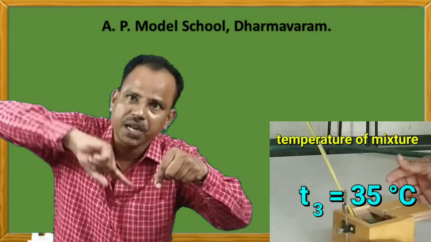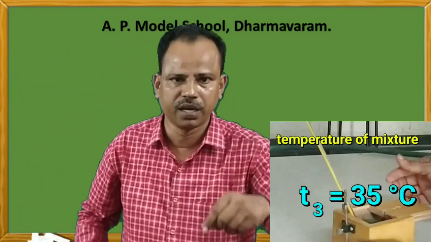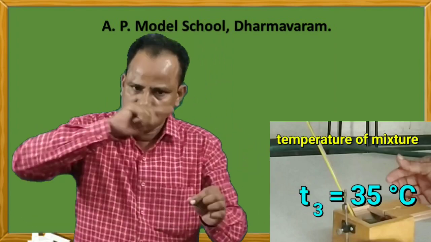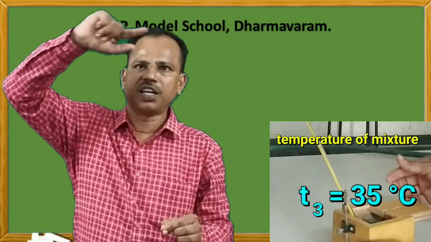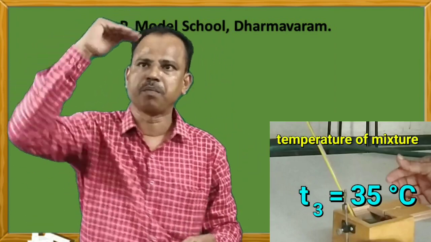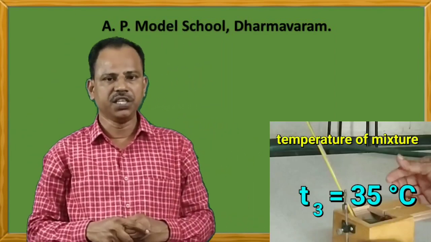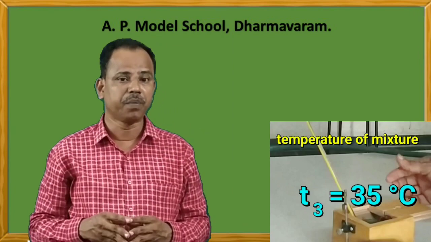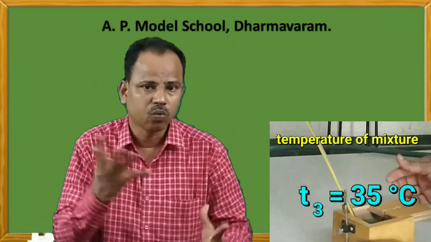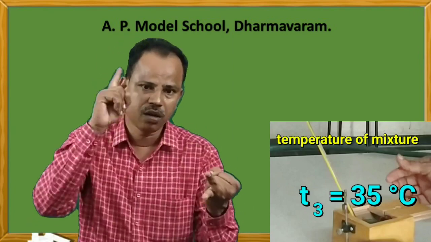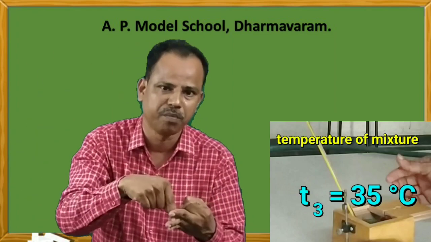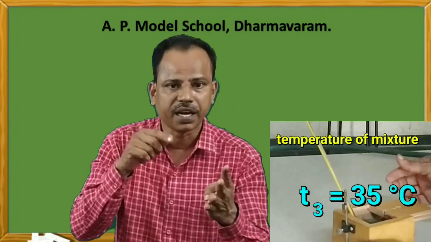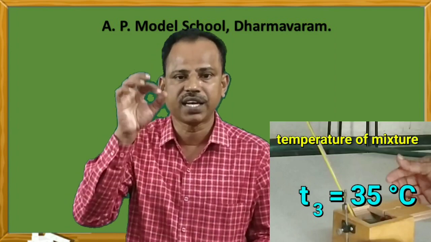Simultaneously, the temperature of the thermometer is noted. The temperature in the thermometer kept in the calorimeter rises and reaches a maximum. That maximum value is noted as T3, which is the temperature of the mixture. What is that mixture? Calorimeter, water, and this hot solid mixture. These three together is the mixture. Their temperature is noted as T3.